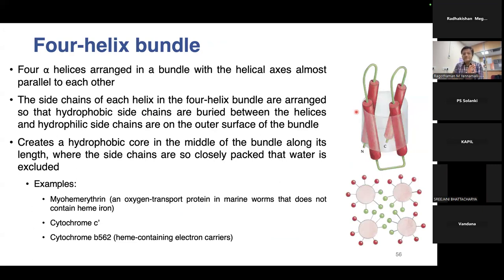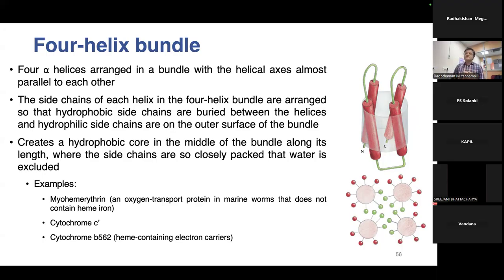The 4 helix bundle is the coil, but made up of 4 helices. All these green spheres are hydrophobic residues which are making an interaction to bring the 4 helices together, and the hydrophilic residues, in red, are the ones that are making bonds to the water molecules. So the hydrophobic core makes sure that this 4 helix bundle remains stable.